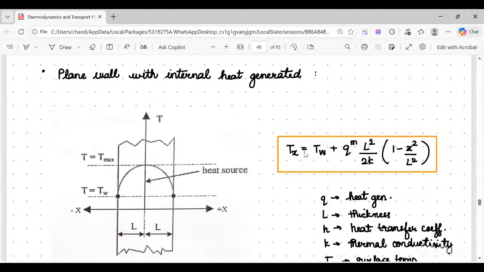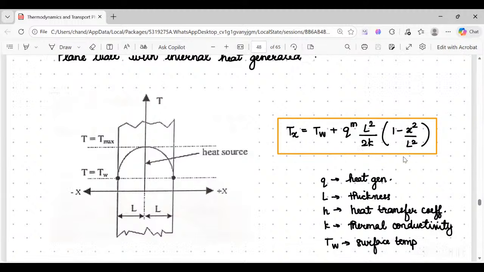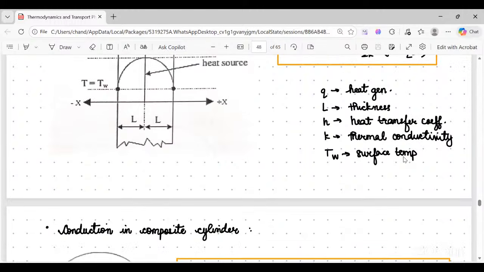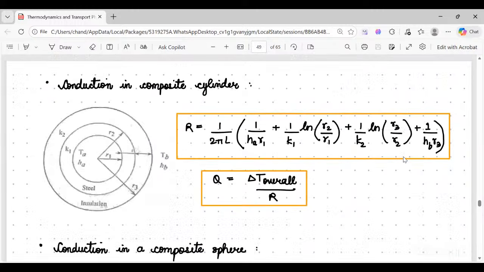So T of x equal to Tw plus Qm L square by 2K into 1 minus x square by L square. You just put these values inside with boundary conditions and you'll get this. Conduction in a composite cylinder. In a composite cylinder with radii R1, R2 and R3, your overall resistance is 1 by h A at R1, plus 1 by K1 ln R2 by R1, plus 1 by K2 ln R3 by R2, plus 1 by h at R3. So Q is equal to delta T by R.